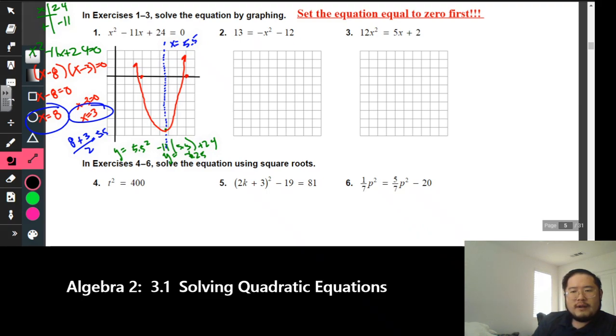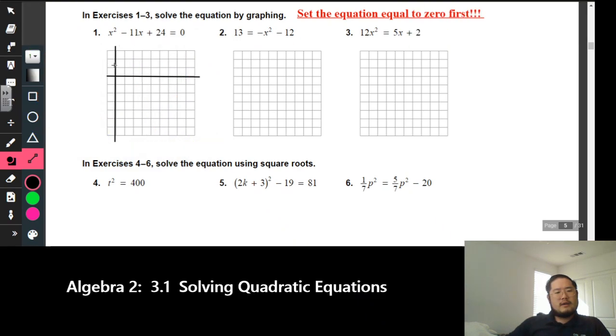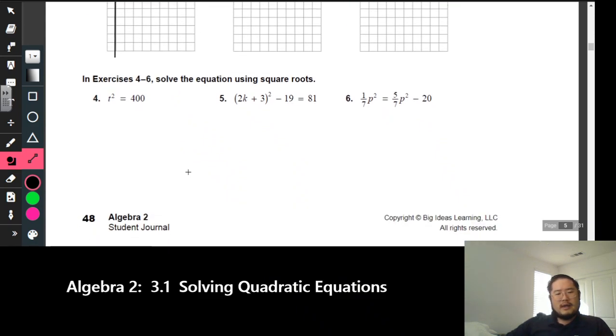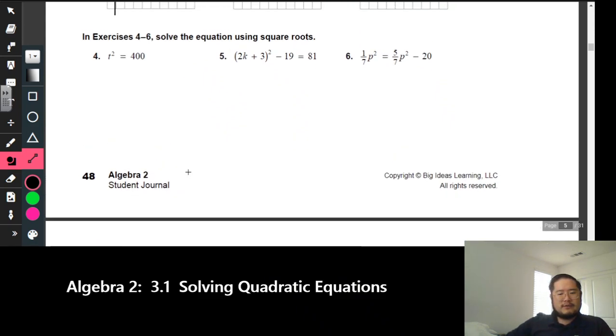So there's graphing. Probably not the most effective method of solving these out. It doesn't always work nicely, especially if it doesn't cross the x-intercepts nicely. So that's why there's always other ways for us to solve things out, and that's by using the quadratic formula. But we don't have to use that in this section. Okay, so let's move on.